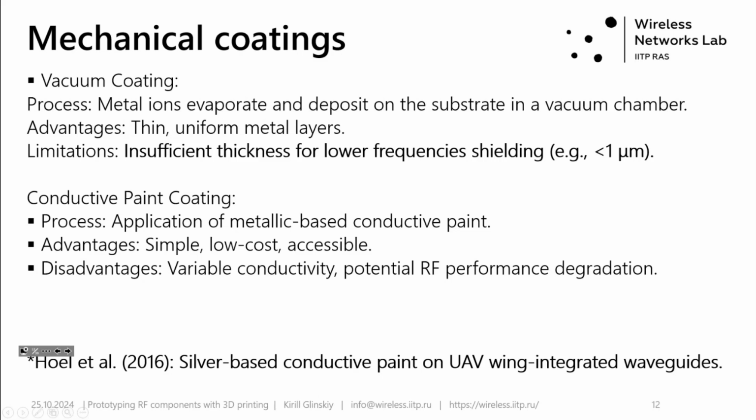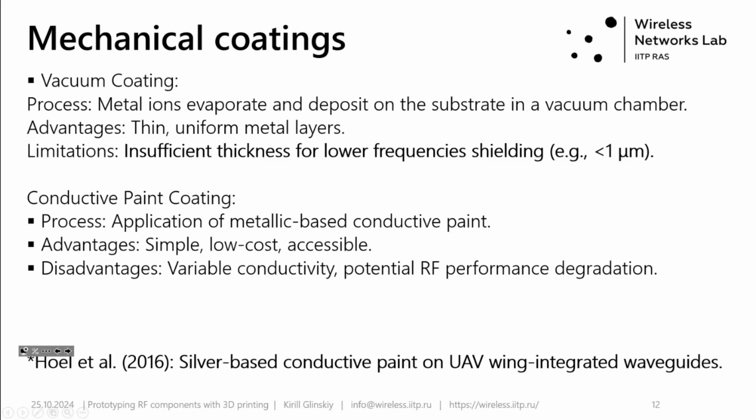The second one, which also requires no chemical pre-processing, is the conductive paint. So the paint can be made with the addition of metal nanoparticles, and when this paint is applied, after the paint solvent dries, a thin metal layer will be formed upon the surface of the printed detail. And this method is quite simple. It's generally speaking low cost and accessible.